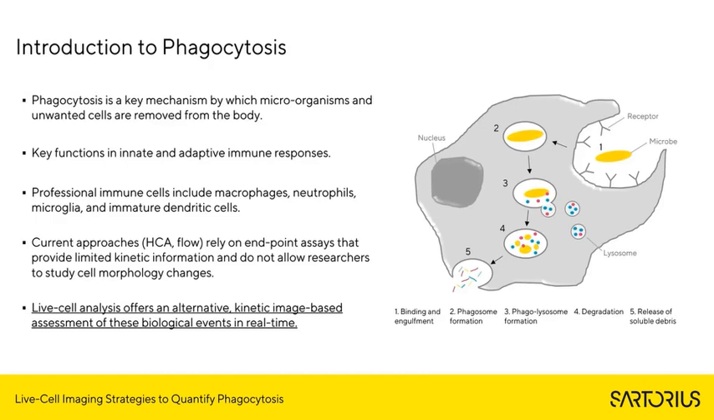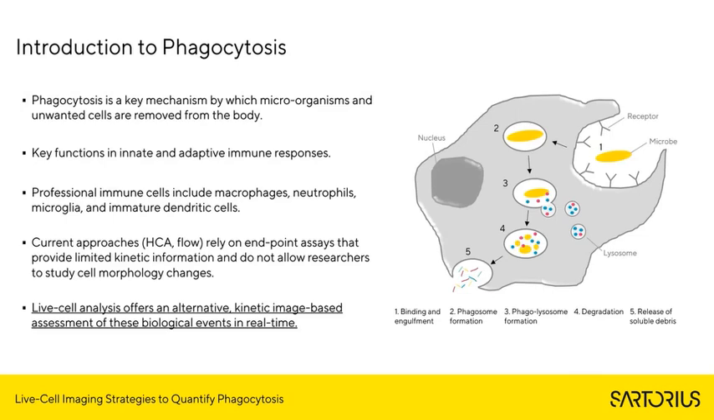Phagocytosis is a critical component of both innate and adaptive immune responses, and it is performed by a number of professional immune cells, such as macrophages, neutrophils, microglia, and immature dendritic cells.